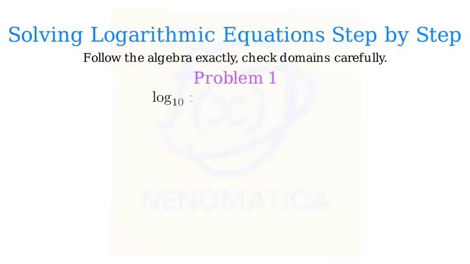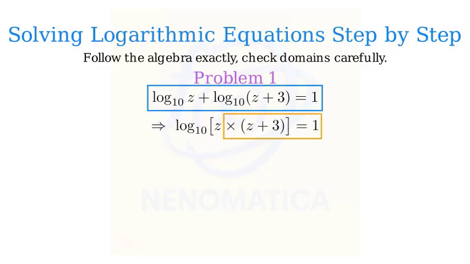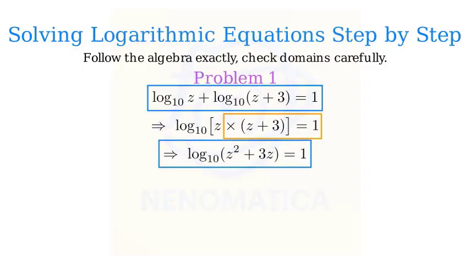Example. Problem 1. Solve the equation. Log base 10 of z plus log base 10 of z plus 3 equals 1. Step 1. Use the product rule. The sum of logs with the same base equals the log of the product. Step 2. Multiply the factors inside. Z times z plus 3 equals z squared plus 3z.